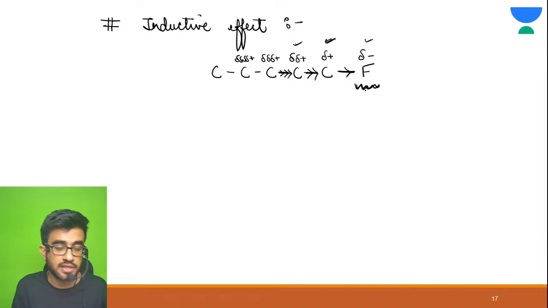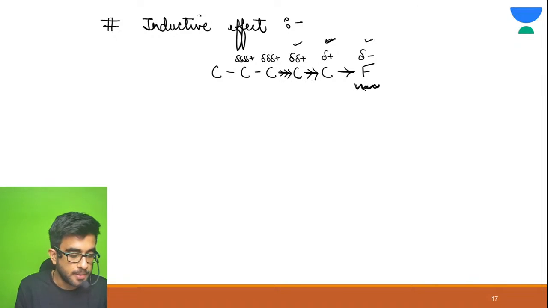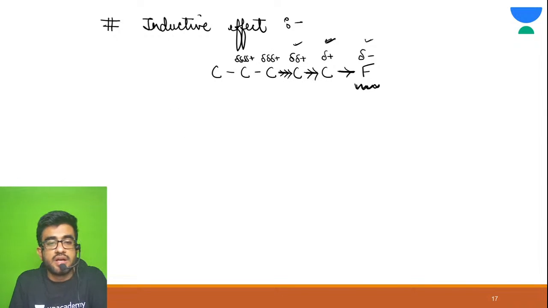Now let me tell you the definition of this inductive effect. This is the proper definition. We need to write the proper definition of this inductive effect. So see, all the bonds in carbon-carbon and carbon-fluorine are what? Single bonds, or we can write them as sigma bonds.